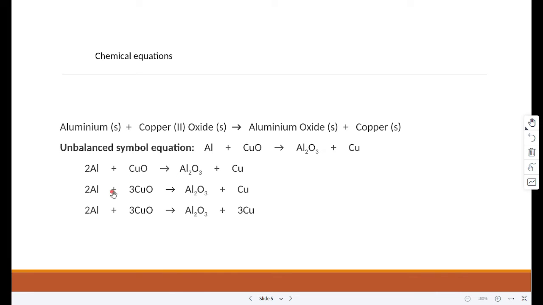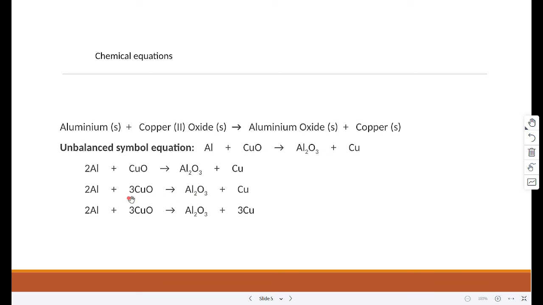The next step we are going to do is oxygen. Now right over here there are 3 oxygens on the right side, but there is only one oxygen on the left hand side. So we are going to write 3 over here. Now 3 oxygens and 3 oxygens. So that means that the oxygens are balanced.